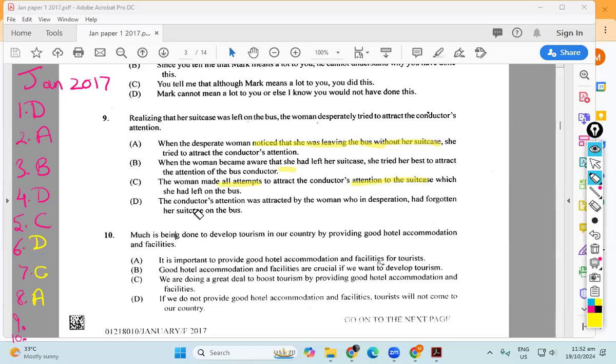The conductor's attention was attracted. Well, this is completely different because it doesn't say that. So number 9 is B, right? Okay, let's look at 10. Everybody double check their answer for 10.